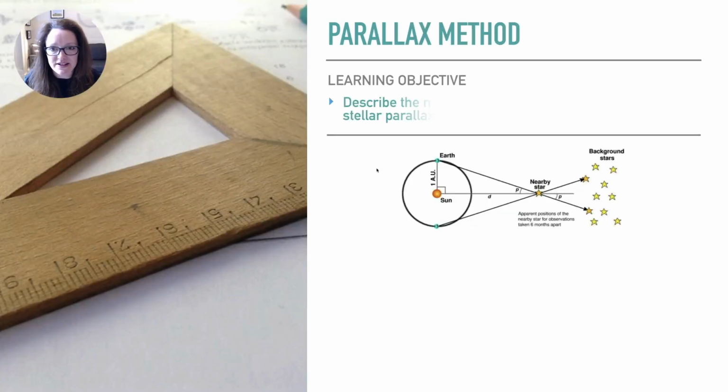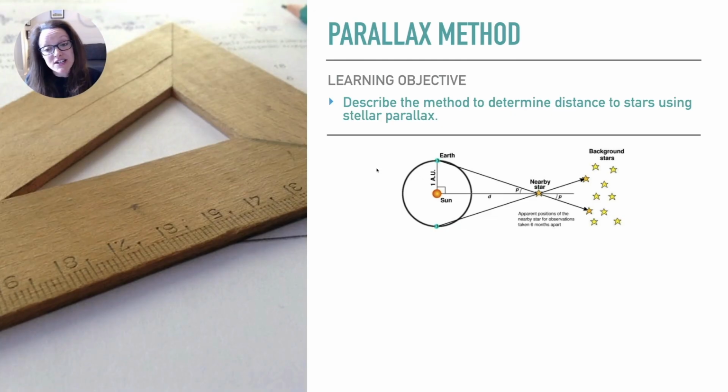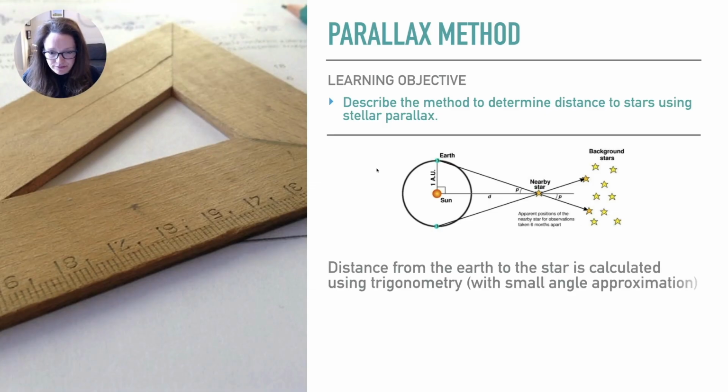So the parallax method, let's look at that in a bit more detail. We've got the 1 AU between the Earth and the Sun. You can see it's a right angle triangle. The distance between the Sun and the nearby star is D, and the parallax angle is given as P. Because it's a right angle triangle, we can calculate the distance. We can use SOHCAHTOA, like sine equals opposite over hypotenuse and so on, trigonometry, to find what D is.